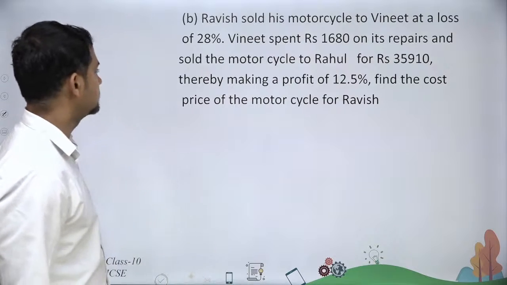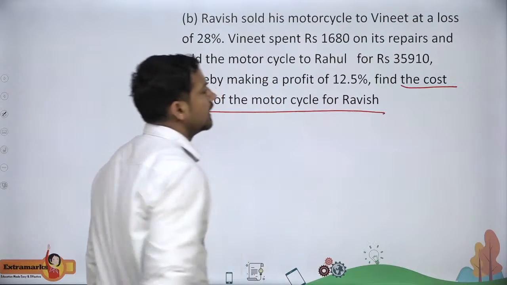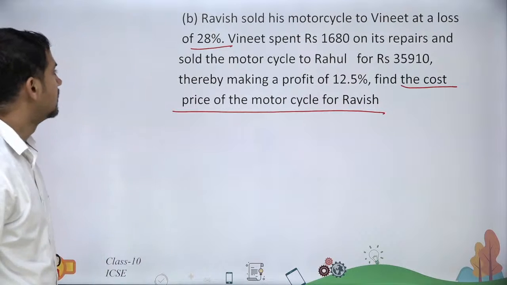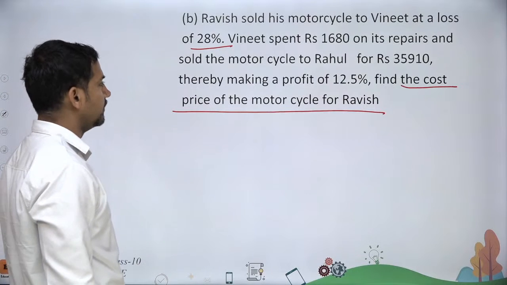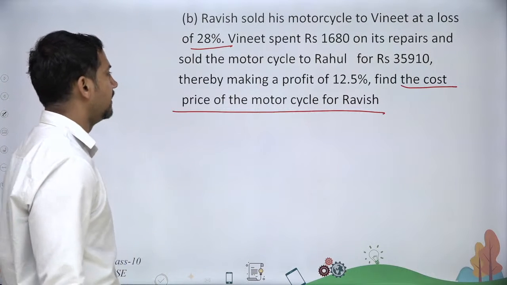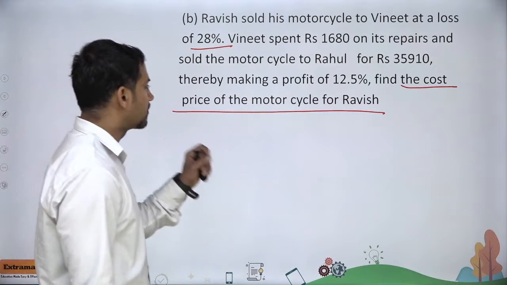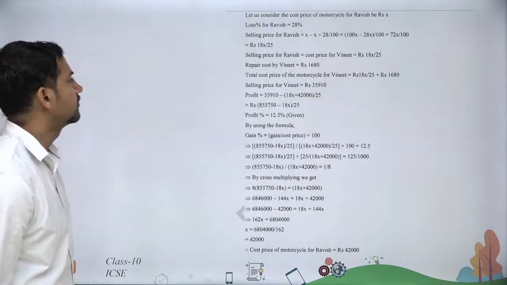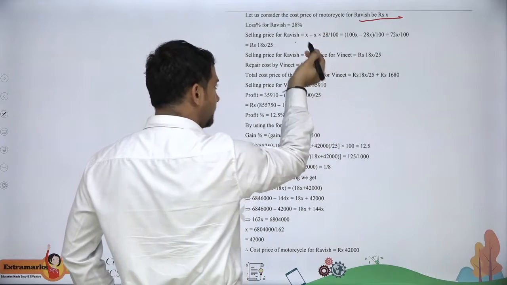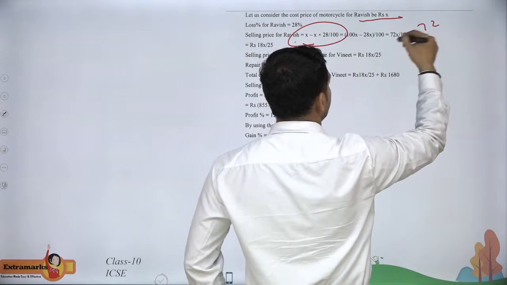The last one, the question is easy. This is only to find the cost price. In this question, Ravi sold his motorcycle to Vinith at a loss of 28%. Vinith spent rupees 1680 on its repair and sold the motorcycle to Rahul at this price, thereby making a profit of 12.5%. So see, in this question let the cost price of Ravi be x. If we sell at a loss, then the selling price is 72x by 100.